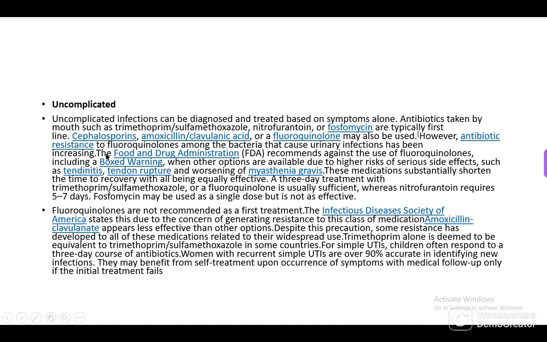However, antibiotic resistance to the fluoroquinolones among the bacteria that cause urinary tract infection has been increasing. That is why you have to cut down. There is an FDA warning, always remember, on the use of fluoroquinolones. When other options are available, try not to use it. It has serious side effects: if you use it for a very prolonged time, it can cause tendinitis and tendon rupture. These 2 side effects are overlooked.